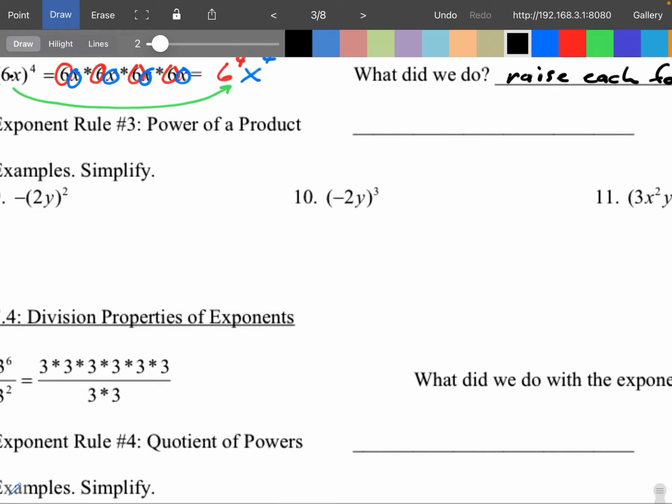And that would look something like this. You would have a product, so like A times B, that whole thing to a power. So how would I write that then? Put the power on both of them. What would I write?